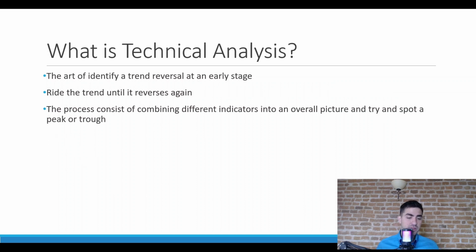So what is technical analysis and why do we do it? Well, this is the art of identifying a reversal in the trend at an early stage and then ride that trend up until we have enough evidence to say that the trend has reversed once again. And this process consists of combining different scientifically derived indicators where we use statistical and mathematical operations and try to see an overall picture of what's happening currently in the market and see if we can spot reversals in these trends, so if we can catch the tops and catch the bottoms.